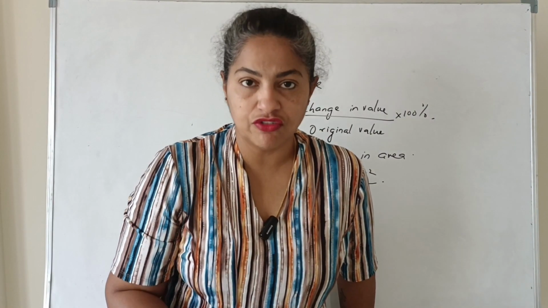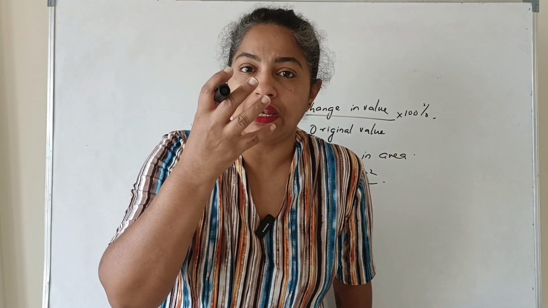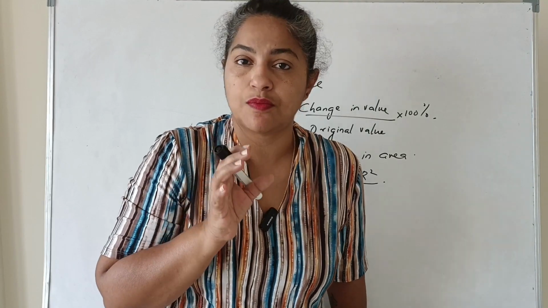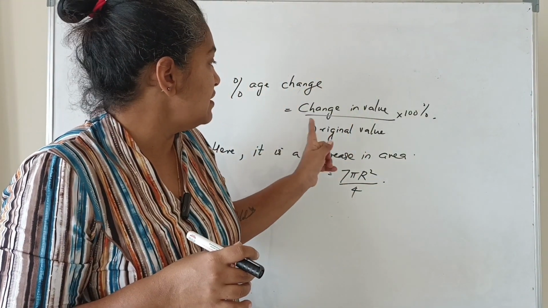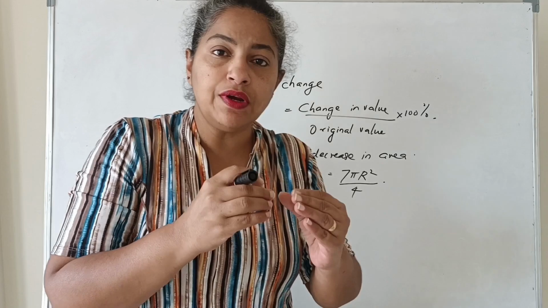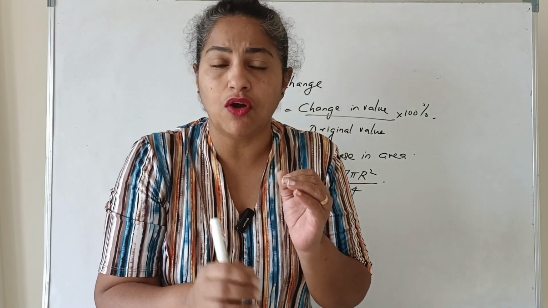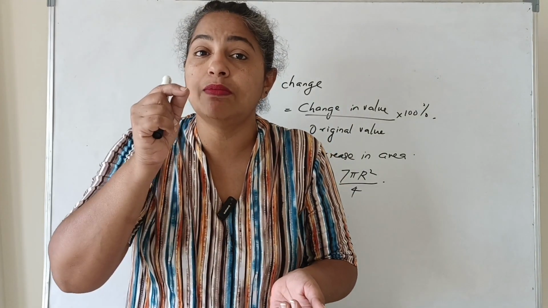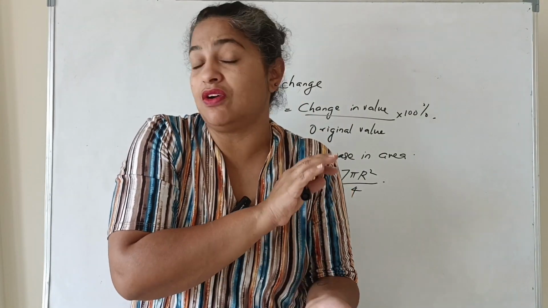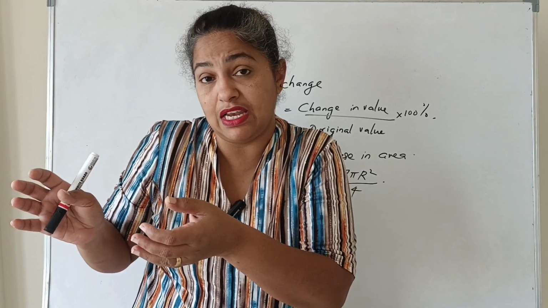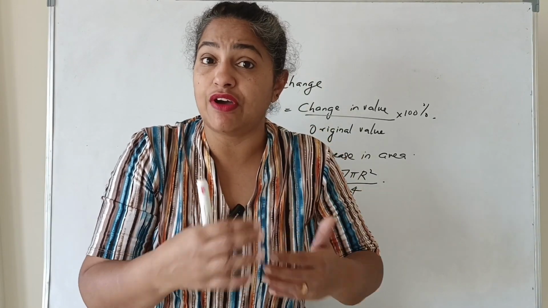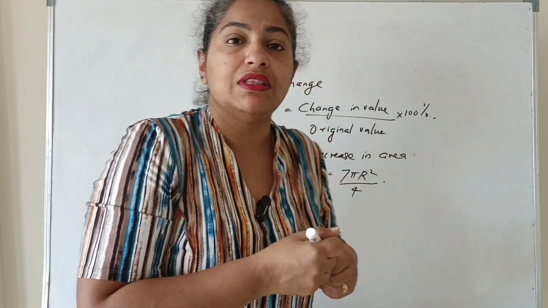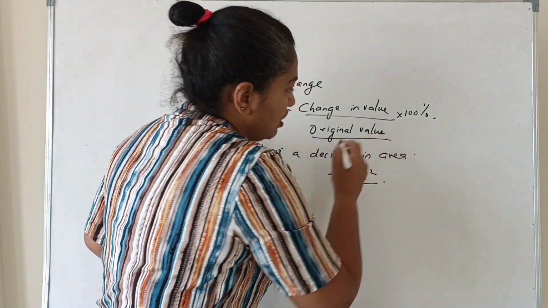The percentage increase or decrease is given by the change in value divided by the original value into 100%. So the formula is this. Now you need to understand that whenever you are trying to find out the percentage increase or decrease, it is always calculated on the basis of the original value. Because there is a change and there was an original value, and because we are trying to find out how much percentage it has changed from the original value, the formula is always based on the original value.